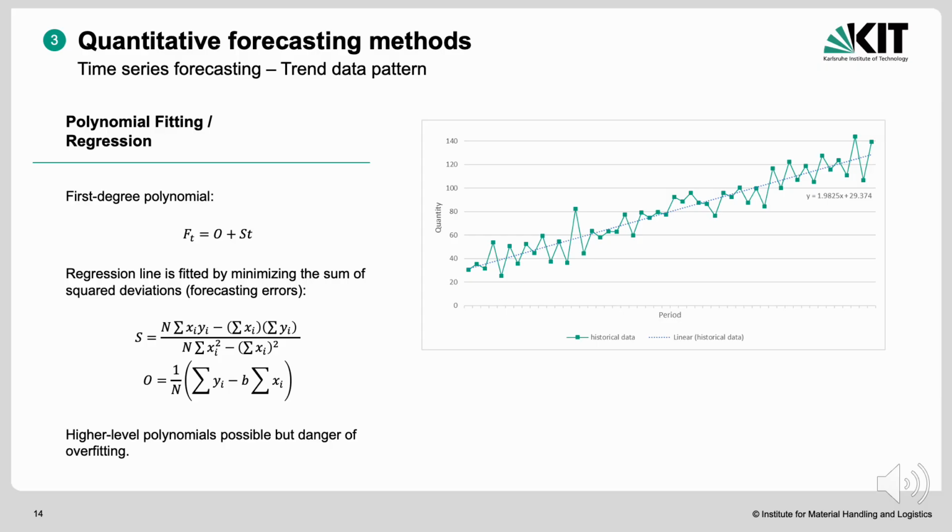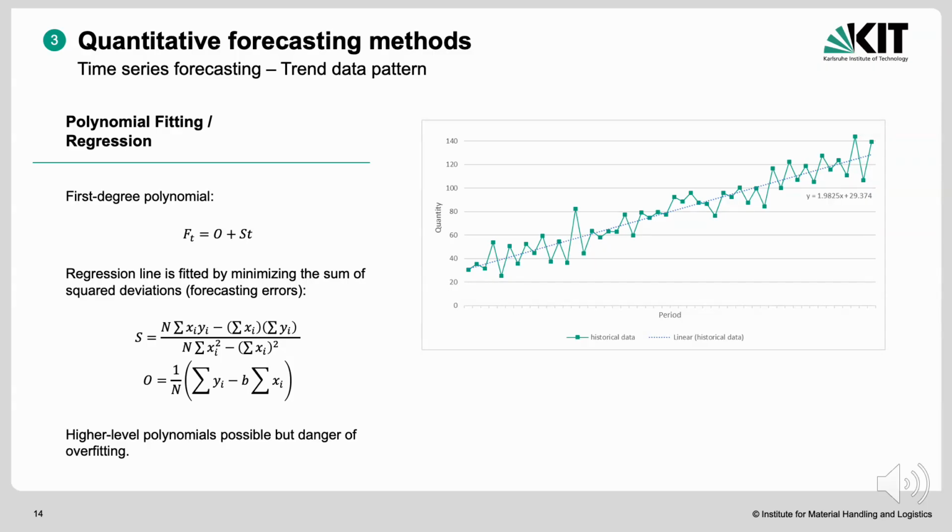and the offset, which you find below. Of course, we can also do that with higher level polynomials, second, third degree. But there is a danger of overfitting and overinterpretation of the data. On the right side, you see a linear regression which leads to an offset of 29.374 as the most likely origin, and the slope per period.